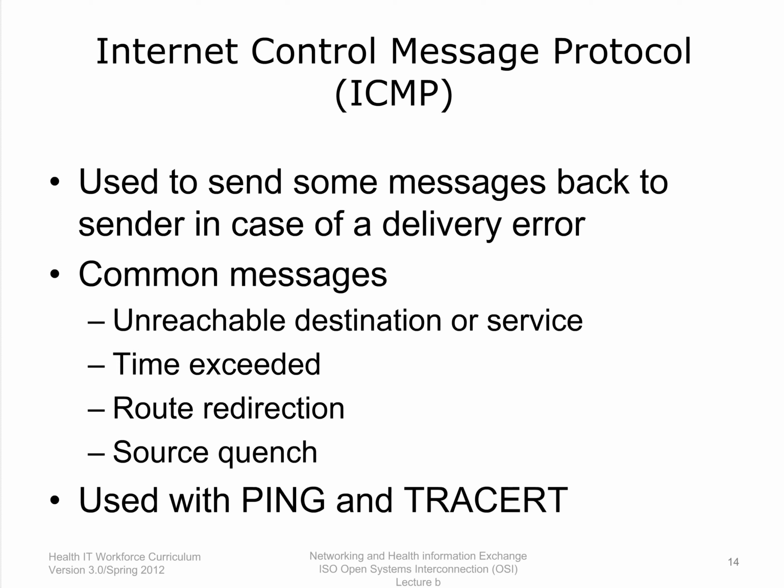Slide 14. Internet Control Message Protocol, ICMP, is another protocol that operates at the network layer of the OSI model. Even though IP is an unreliable protocol, it does allow some messages to be sent back to the sender in case there is an error in delivery. Some common ICMP messages are unreachable destination or service, time exceeded, route redirection, and source quench. ICMP is also used with the ping and TRACERT, or TRACEROUTE, utilities.